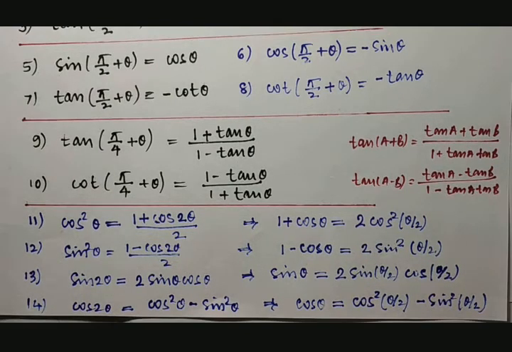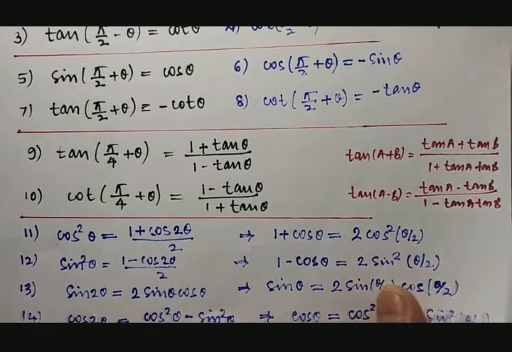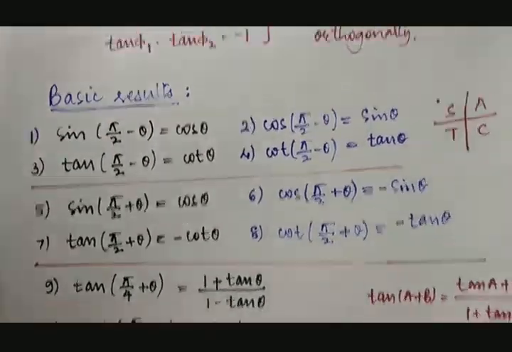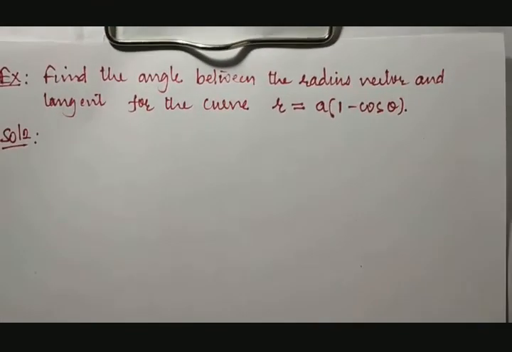Then we know that sin 2 theta is nothing but 2 sin theta cos theta. Then what will be sin theta? That is 2 into sin theta by 2 cos theta by 2, because here it is 2 theta but it is single theta. Therefore, theta becomes half of that. Similarly, cos 2 theta. These are the few important results to solve the given examples, means finding the radius vector and tangent of the given example. So let us see what it is now.